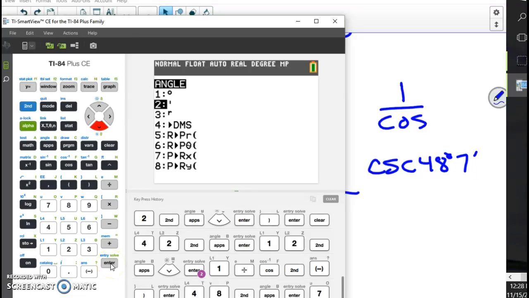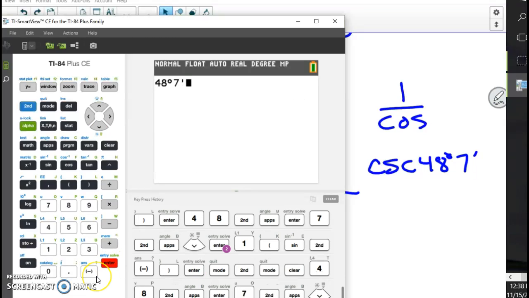Again, we are in degree mode. In degree mode, we're going to hit enter and get our decimal representation. So problem 33 says we're finding the cosecant. Cosecant is the reciprocal of sine.